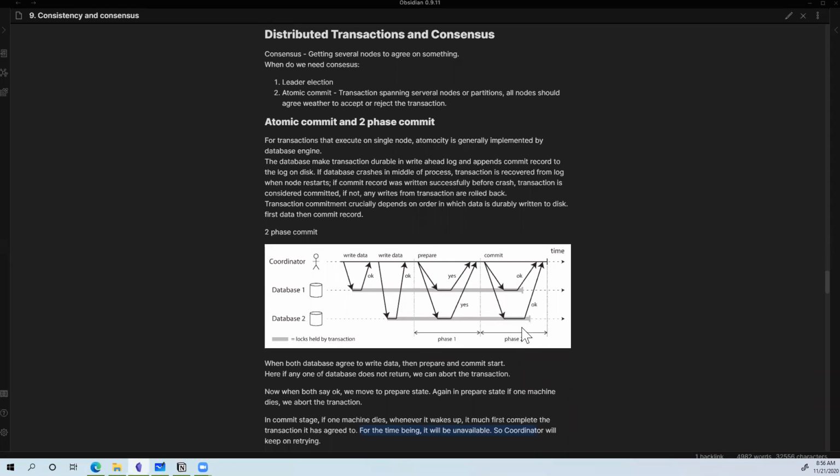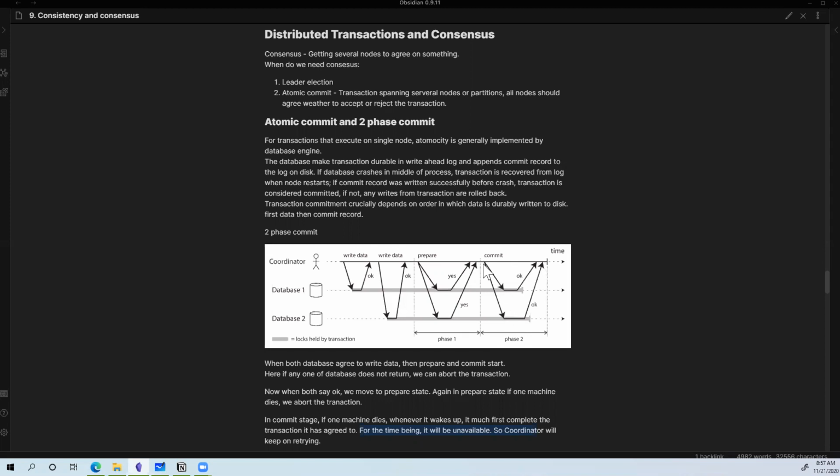Okay, but the coordinator has not received the OK from database 2 yet. So would that mean the transaction has not been committed? If the coordinator does not get back this OK response, what that means is that the value is committed here, right? But the coordinator will keep on retrying. But that is okay, right?